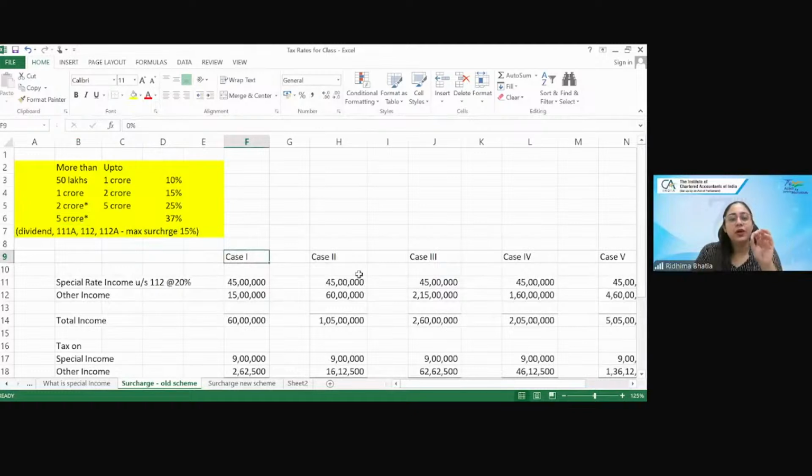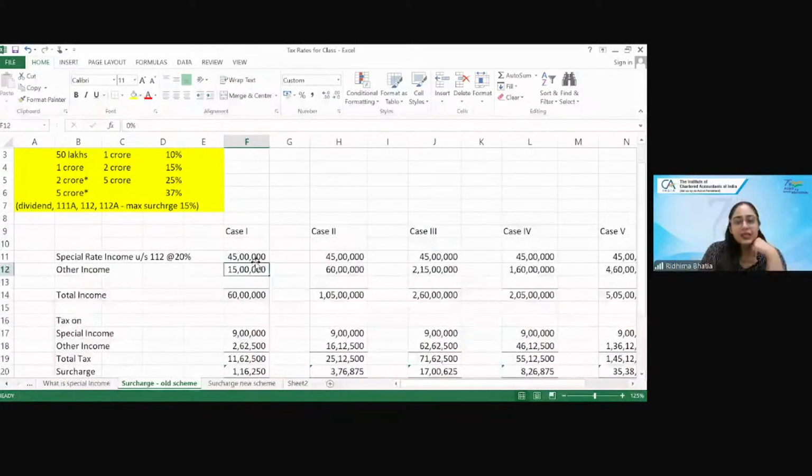So now let's see case 1 and case 2 to see how we compute surcharge. I will be doing the entire step-by-step calculation with you for the old scheme. Then the new scheme you can practice. Okay? So let's start. Now in case 1, I'm hypothetically taking special rate income at 20% under section 112, that is long-term capital gain that happened before 23rd July, for the ease of calculations. Now, the question may not give 20%. You have to see what is the nature of capital gain, what is the nature of special rate income, when did it incur, and automatically you have to apply the rate.